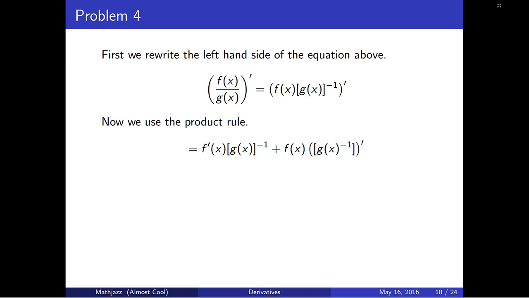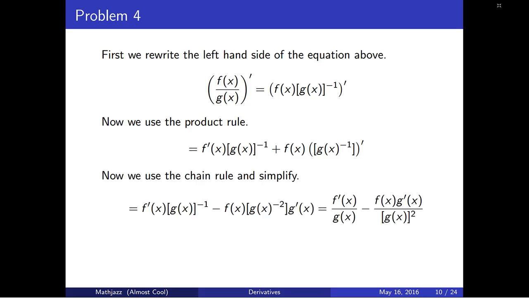And we have a chain rule. The inside function is g of x. The outside function is the inverse function. And so, using the chain rule, we get f prime x times g of x to the -1 minus f of x times g of x to the -2 times g prime of x.